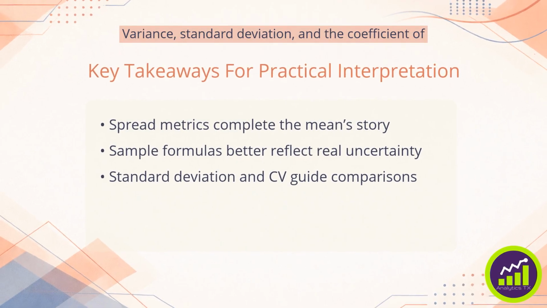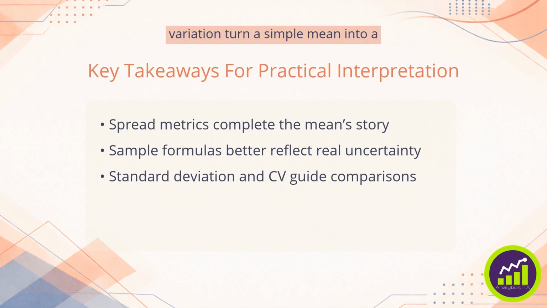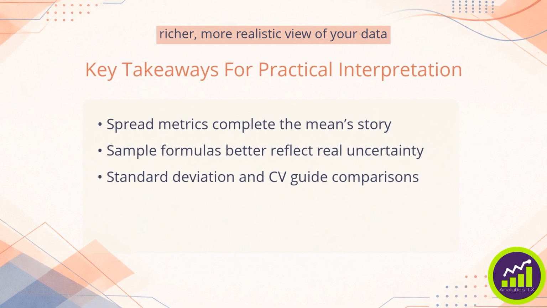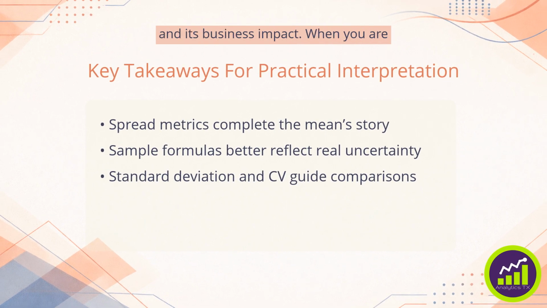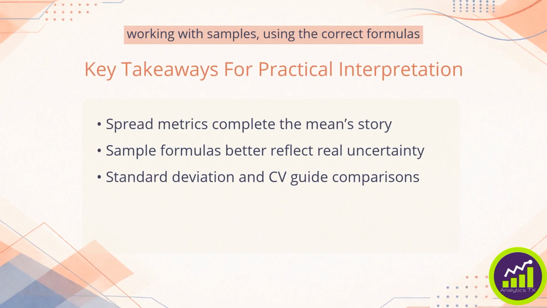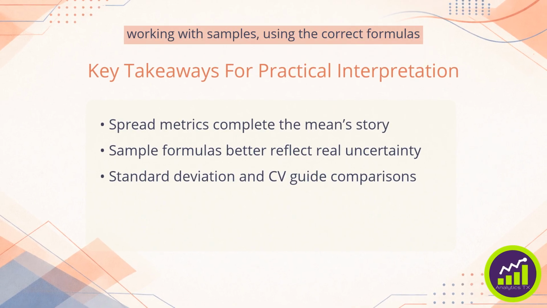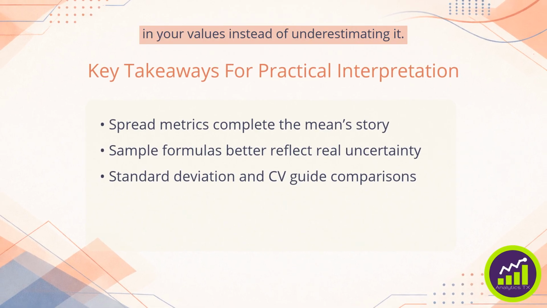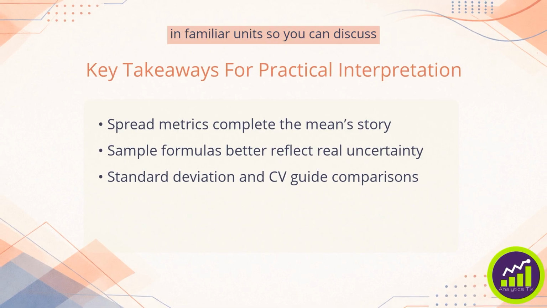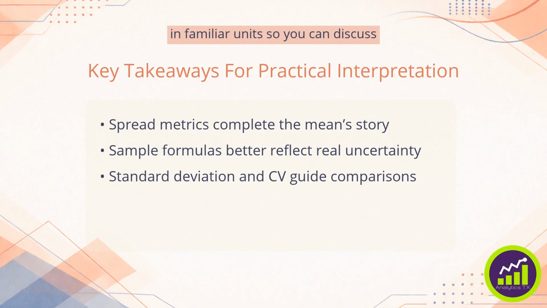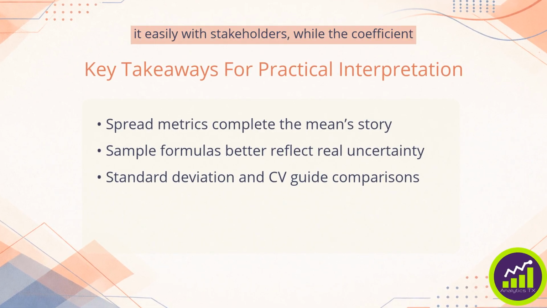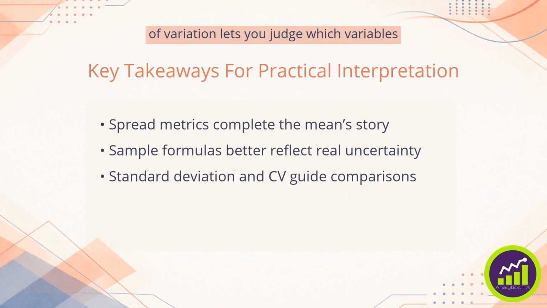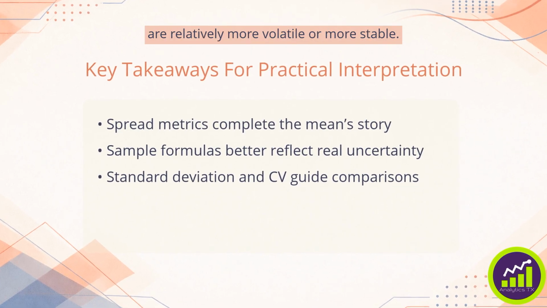Variance, standard deviation, and the coefficient of variation turn a simple mean into a richer, more realistic view of your data and its business impact. When you are working with samples, using the correct formulas helps ensure that you respect the uncertainty in your values instead of underestimating it. Standard deviation keeps the measure of spread in familiar units so you can discuss it easily with stakeholders, while the coefficient of variation lets you judge which variables are relatively more volatile or more stable.